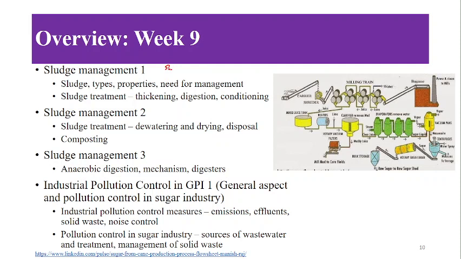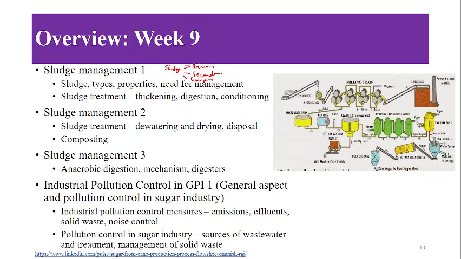So sludge: primary, secondary, as well as tertiary in some respect. So different sludge types, their properties and the need for management. Different types of wastewater can produce sludge having different degrees of pollutants, which can be very harmful to some extent. So the need for their management: how do we dispose of that, or how do we manage the sludge?